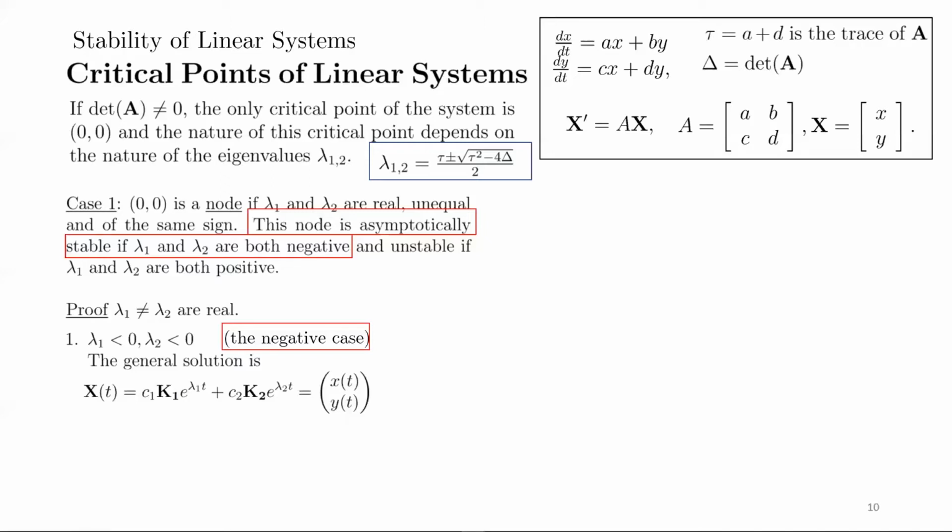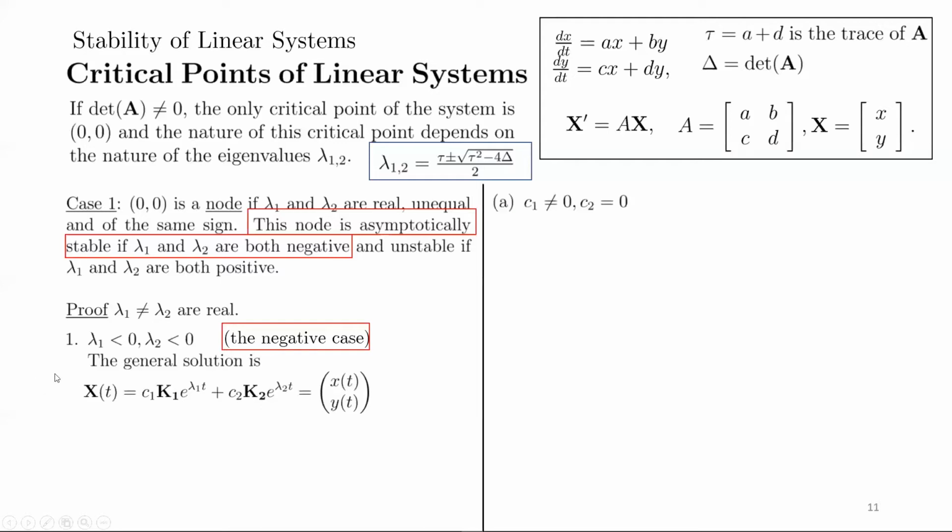The general solution to this case, if you remember from Unit 4, is x of t equals c1 times the first eigenvector k1 associated with the eigenvalue lambda 1, e to the lambda 1 t, plus c2 times k2 e to the lambda 2 t, where k2 is the eigenvector associated with lambda 2. Remember, if we have distinct real eigenvalues, we can always find a linearly independent set of eigenvectors. So here we've got k1 and k2. This is the general solution in this case.